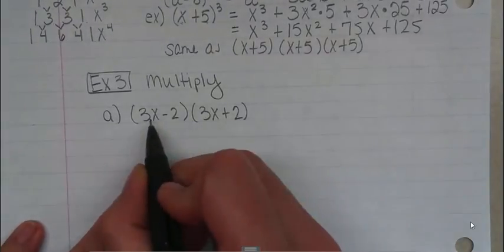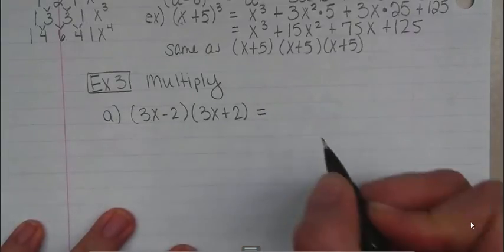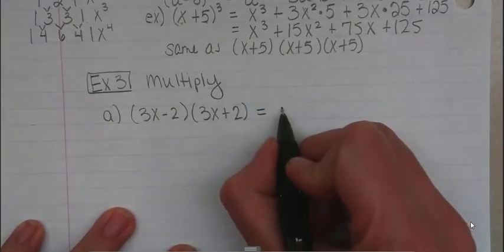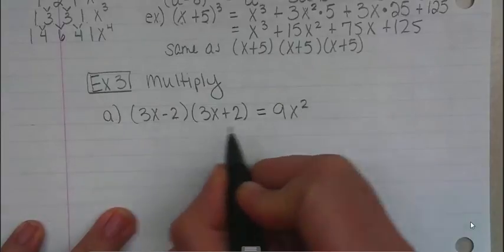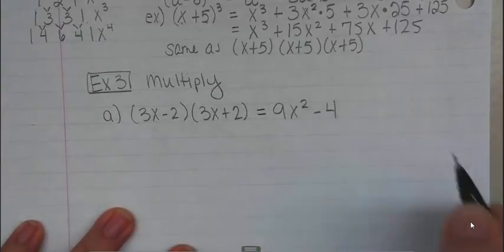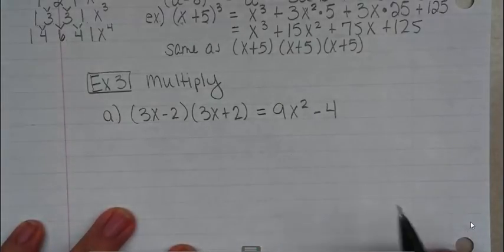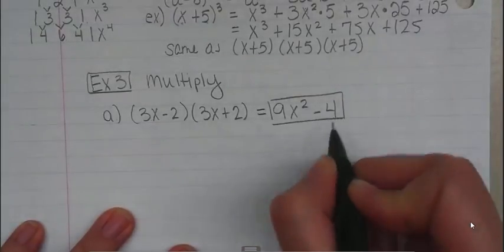Okay, so I notice it's a sum and difference pattern, so I'm just going to multiply the first terms and multiply the last terms. Voila, I'm done. Oh my gosh, that was so quick.